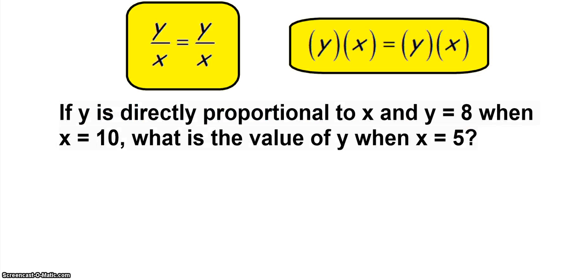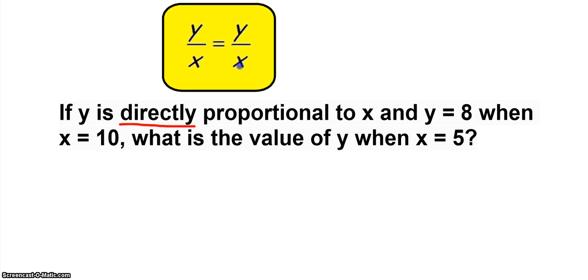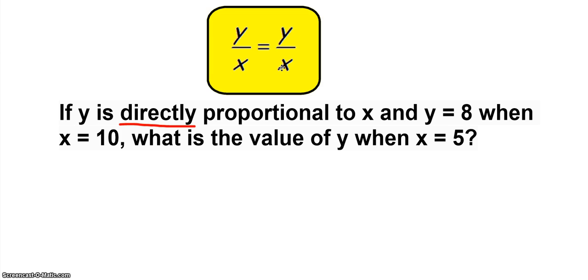Alright, our first problem. Y is directly proportional to x, and y equals 8 when x equals 10. What is the value of y when x equals 5? For starters, you need to figure out if it's direct or inverse. The question flat out tells you: directly, which means it's direct. So we're going to use the formula y over x equals y over x.